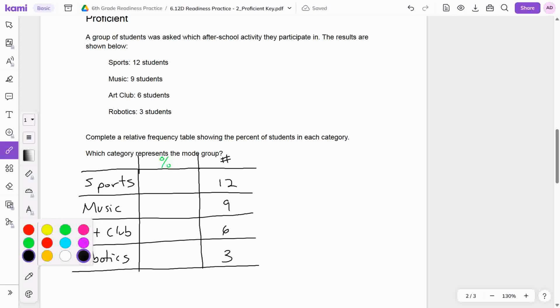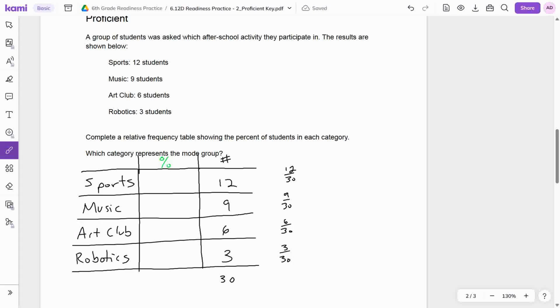All right, so how do we find the percent? Well, how many kids were there? Let's add that up. 12 and 9 is 21, and 6 and 3 is 9. So 21 and 9 makes 30. Okay, so this is really, we can look at it as 12 thirtieths, 9 thirtieths, 6 thirtieths, and 3 thirtieths. So we can either divide up, we can simplify, right? We just need to turn this into a decimal so we can turn it into a percent.